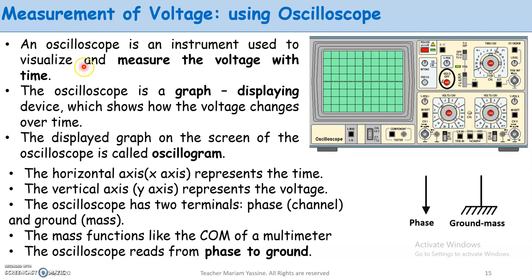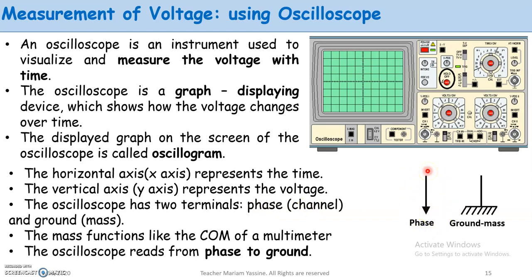Now, I will repeat some ideas. An oscilloscope is an instrument used to measure and visualize the voltage. I can see the shape of the voltage with respect to time. The oscilloscope displays a graph. I obtain a graph, and this graph is called an oscillogram. This graph has an x-axis or time axis and a y-axis or voltage axis. The oscilloscope has two terminals. The positive terminal, called phase or channel, is represented by this arrow.